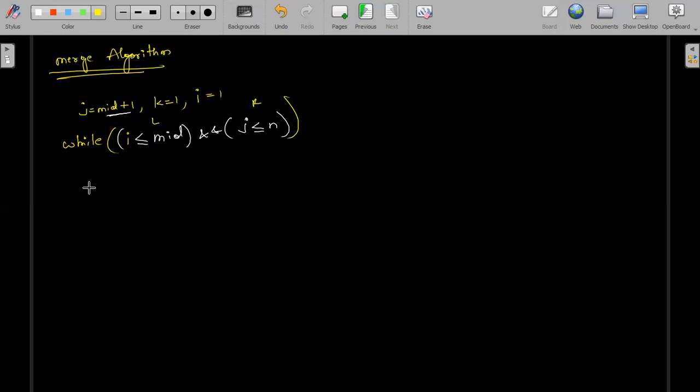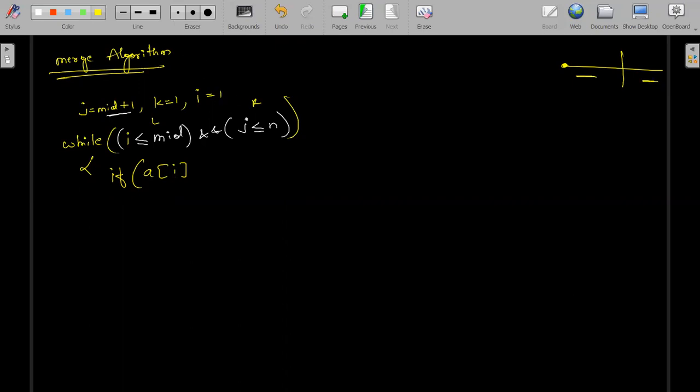Now everybody observe here. If A of I, that is what I showed you, I have to find the minimum in the two arrays, left side as well as right side. I have to find the minimum element. So that is the reason why I am using the if condition. Suppose an example like these two arrays, this is left side, this is right side. Starting from I value equal to 1, A of I, nothing but 1.